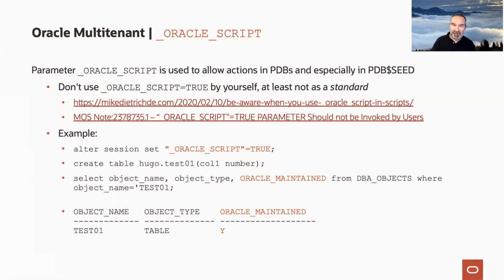You should keep your fingers away from that environment variable, because I show you an example here. Alter session set Oracle script true. Then I create a table, but not for this. I create it for the user Hugo. And you see what happens with the Oracle maintained column. It goes to yes. So this is now created as an Oracle maintained object, which is not the case.